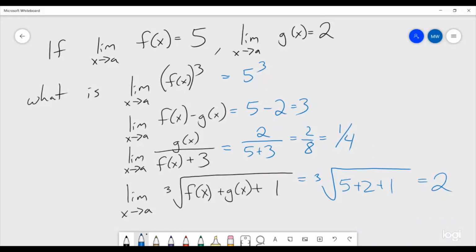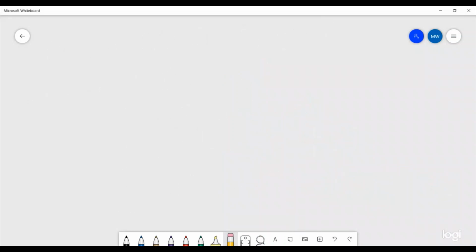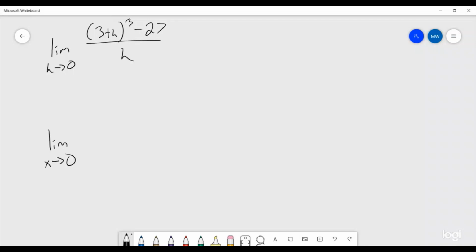Okay, let's do some more limit stuff. We got two more limits to figure out. What is the limit as h goes to 0 of (3 plus h) cubed minus 27, divided by h? And what is the limit as x goes to 0 of x to the 4th times sine squared of 3 over x, plus 5? So figure out what these two limits are going to be.